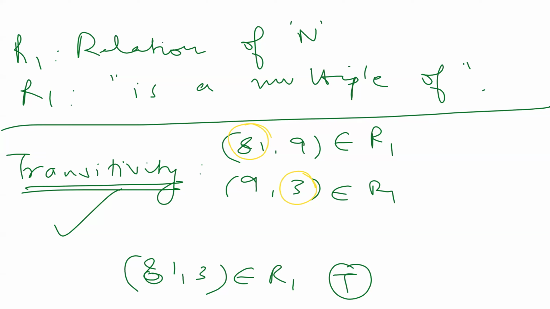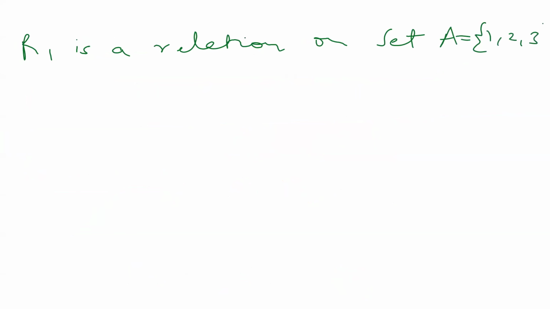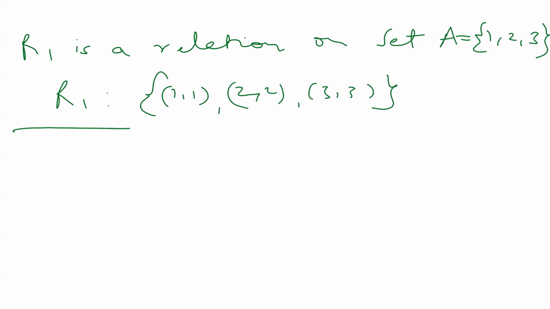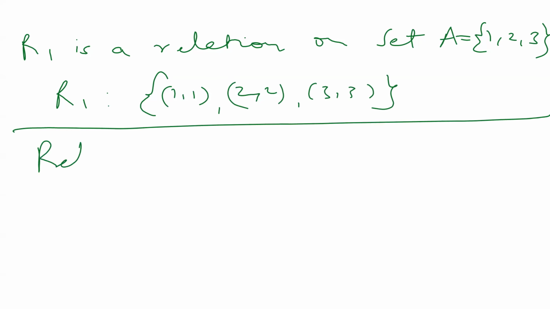Next one. R1 is a relation on set A = {1, 2, 3}. And R1 is {(1,1), (2,2), (3,3)}. There are only 3 ordered pairs. So, reflexive? Yes, it is reflexive because (1,1), (2,2), (3,3), everything is there.